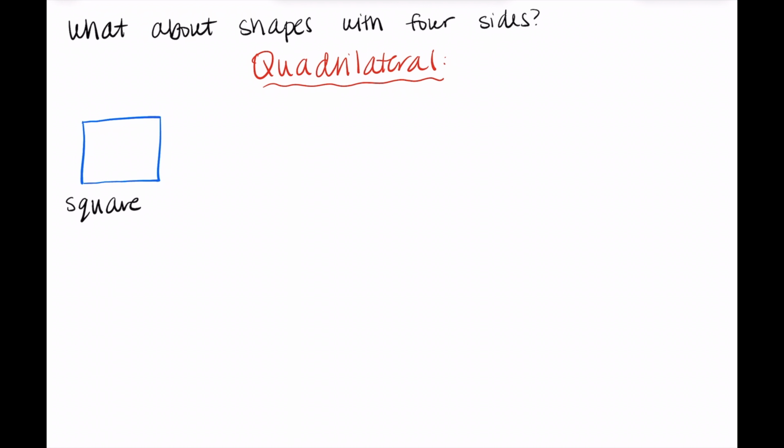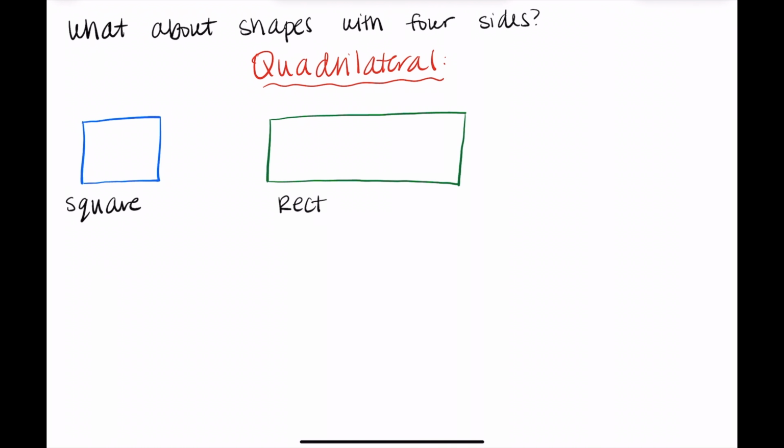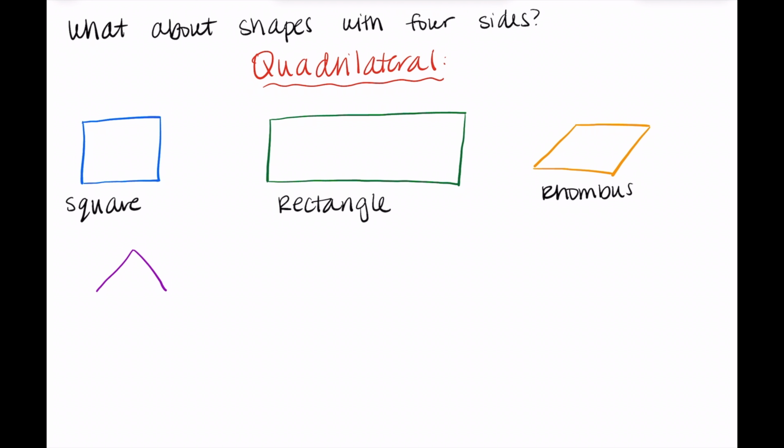So we have squares. A square is a type of quadrilateral. Notice how all the sides are the same length. Another type of quadrilateral would be a rectangle, right? So we've got the rectangle drawn in green. Our next shape, we're drawing it out in yellow. This would be called a rhombus. And we have a few more. Our next shape, we're gonna draw down here in purple. This shape is called a kite. It kind of looks like one as well, right? So we have a kite as a type of quadrilateral.